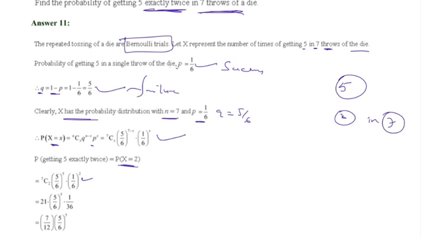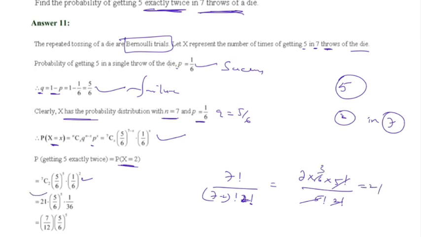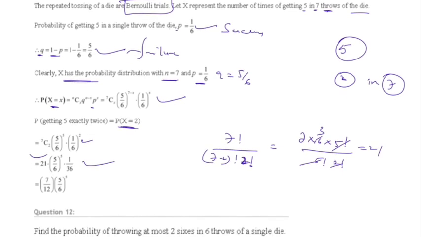So 7C2 is what? 7 factorial upon 7 minus 2 factorial into 2 factorial. That is nothing but 7, 6, 5 factorial upon 5 factorial into 2 factorial. 5 factorial gets cancelled, 2 ones are 2, 3 twos are 6, so it is 21. 1 by 6 squared is 1 by 36. On simplifying, what will we get? Here 7 by 12, 5 by 6 to the power 5 as it is. It is 21 by 36, which is what? 7, 3 sevens are 21, 3 twelves are 36. Right? So which is nothing but our required answer.